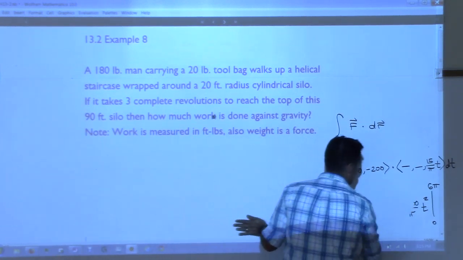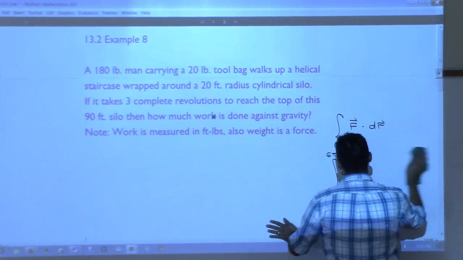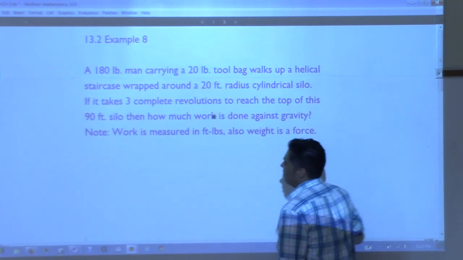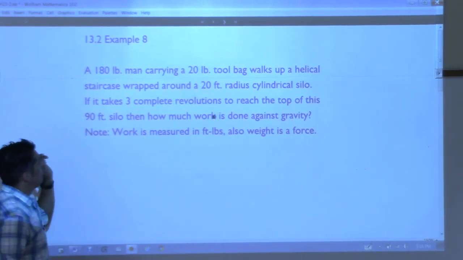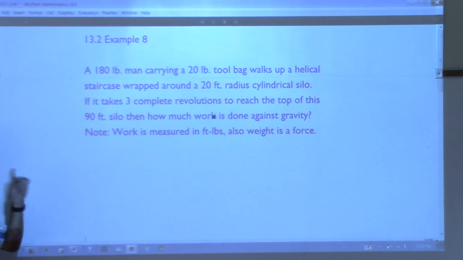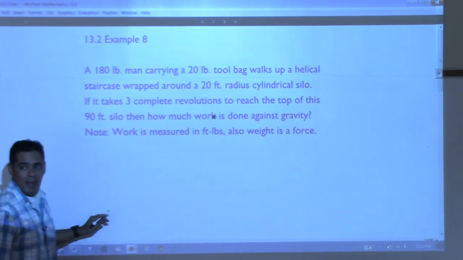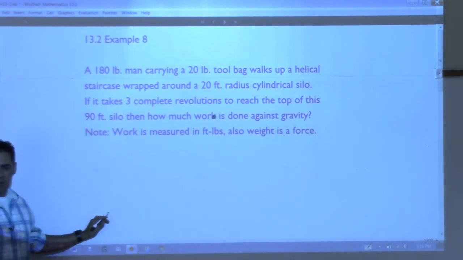10-point bonus on one of your mini exams. That's a pretty big bonus, and it's not a super hard problem. It's just a slight tweak to this problem. So let's take the same guy, and he's walking up this same silo, and he's carrying a 20-pound pail of paint instead of a tool bag.